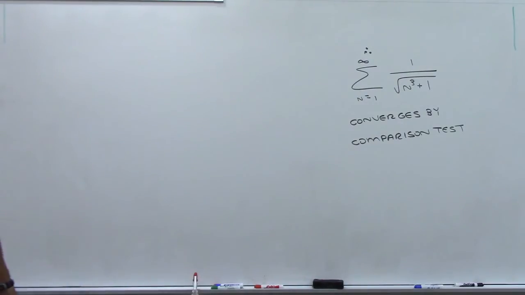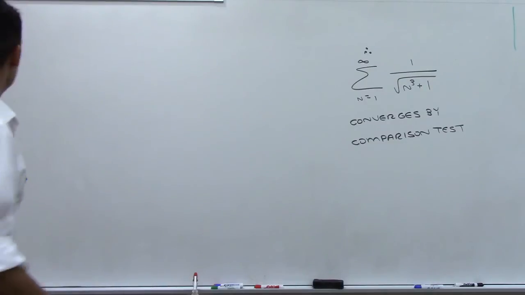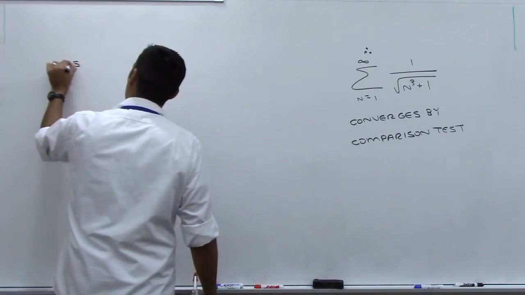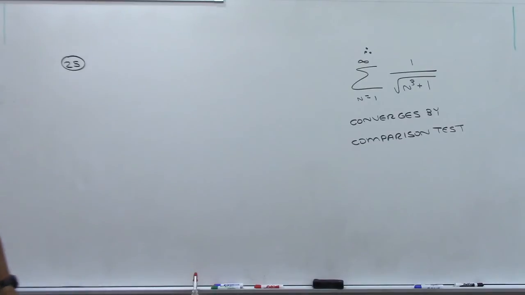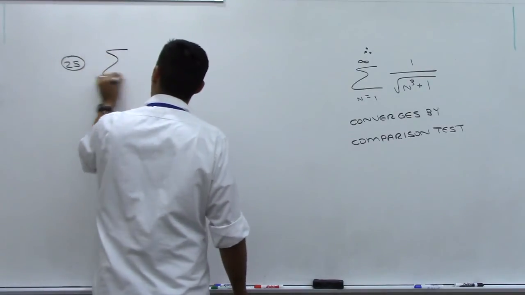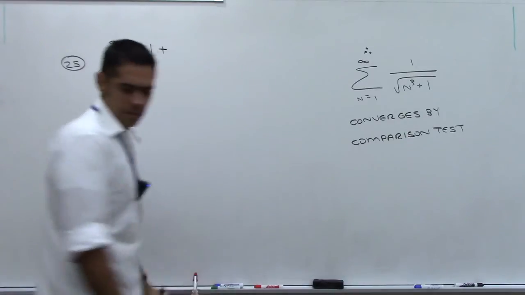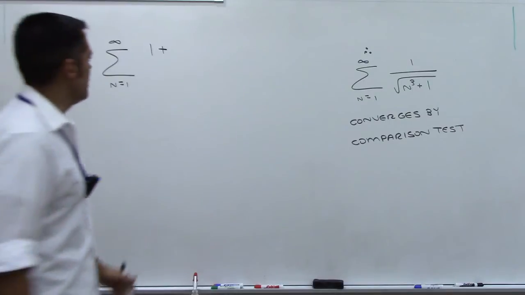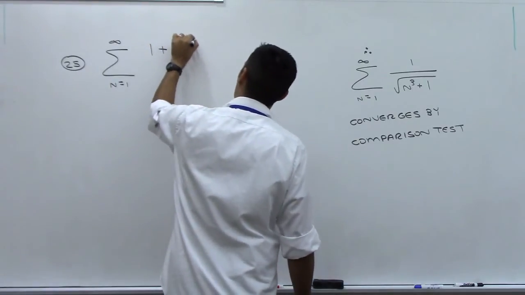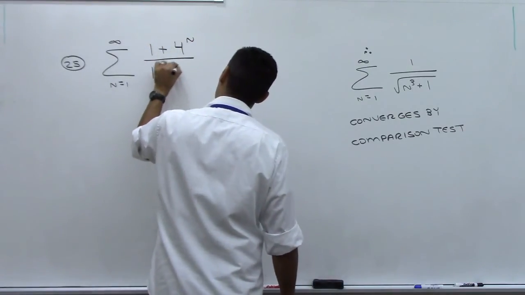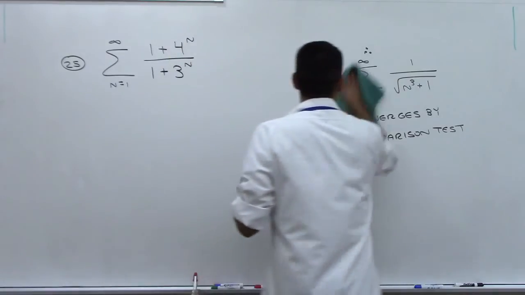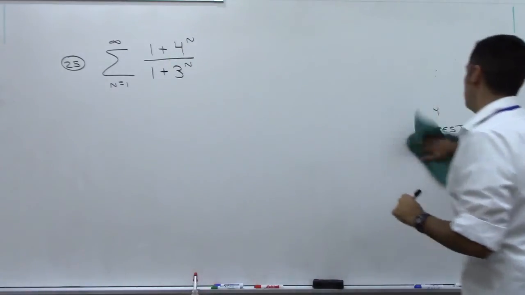25. Let's see how I'm doing on time here. I'm good. 25. Sum n equals 1 to infinity, 1 plus 4 to the n over 1 plus 3 to the n. Don't want to integrate that.